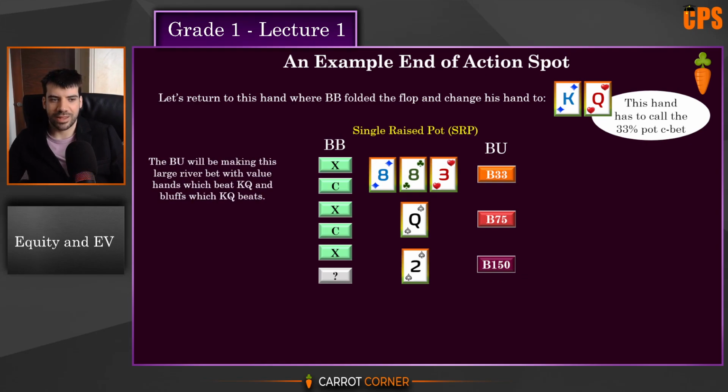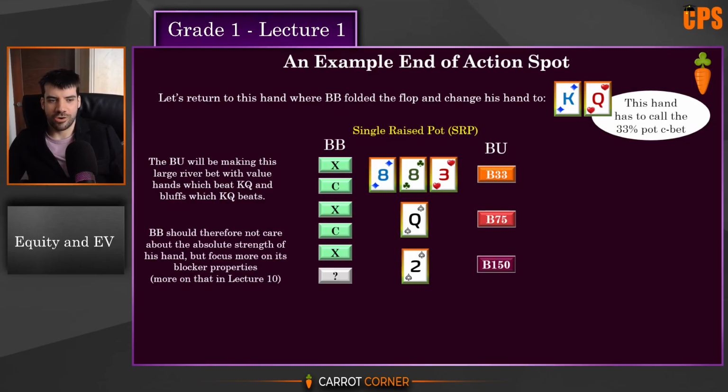The button will be making this large river bet mainly, well, exclusively actually, with value hands that beat king-queen and bluffs which king-queen beats. What this means is that our hand against this action sequence is actually now just a bluff catcher, and its equity will come down to how often villain is bluffing when we hold these cards. Big blind should therefore not really care about the absolute strength of his hand in terms of hand ranking, but focus more on the blocker properties and what they do to our equity.